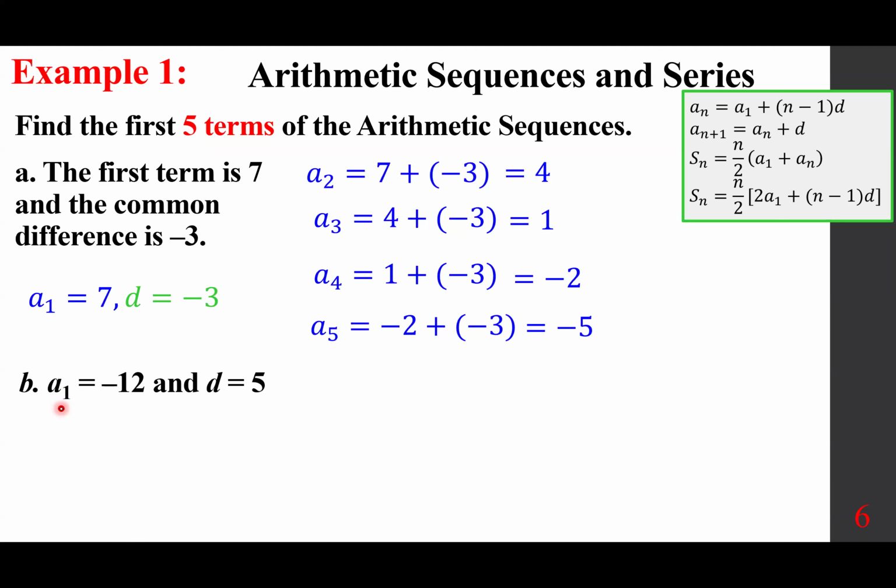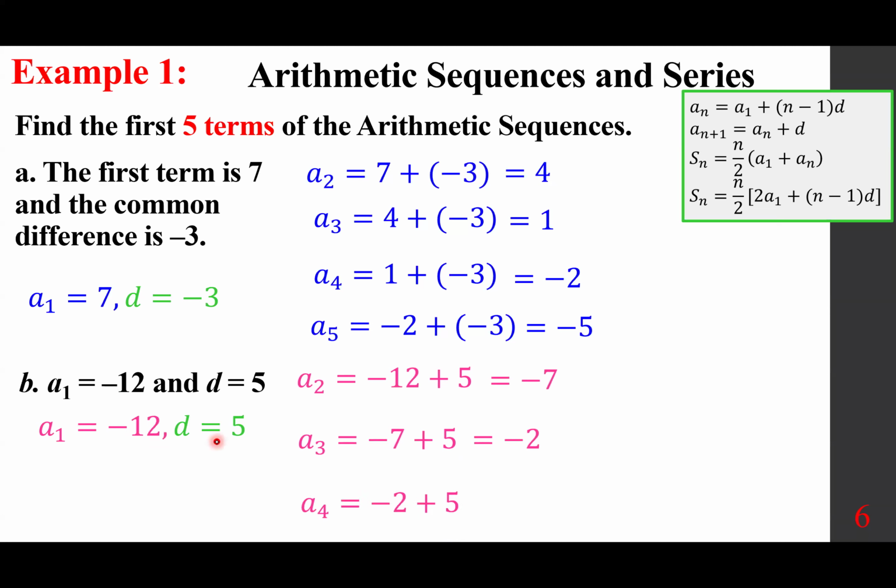Part B. A sub 1 equals negative 12 and d equals 5. It's just given. This wasn't written symbolically. So what is the next? If the first term is negative 12, the next one would be negative 12 plus 5, minus 7. The next one, we add 5 again, we get negative 2. The next one, we add 5 again, and we get 3.